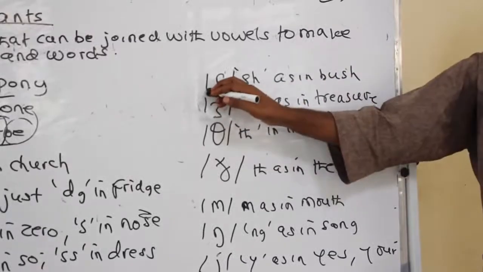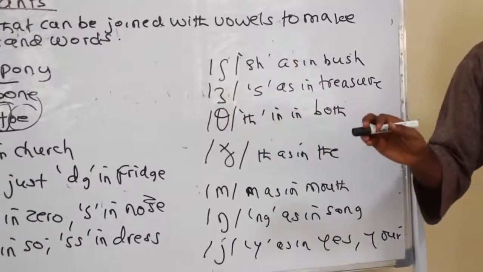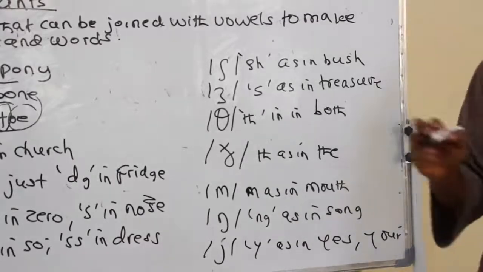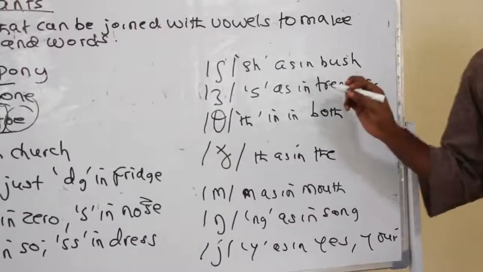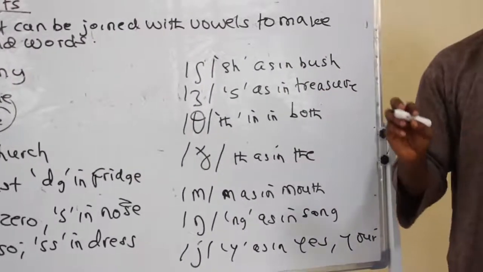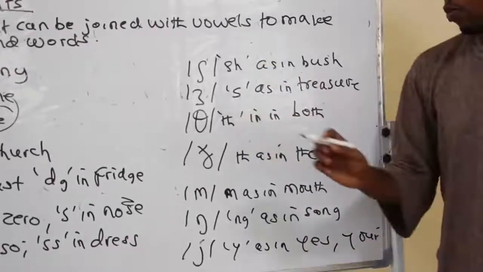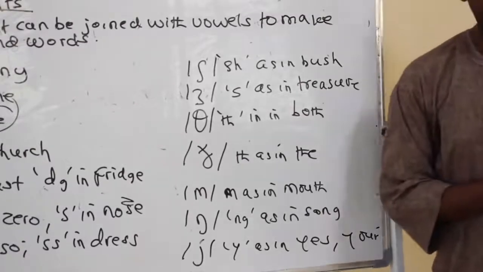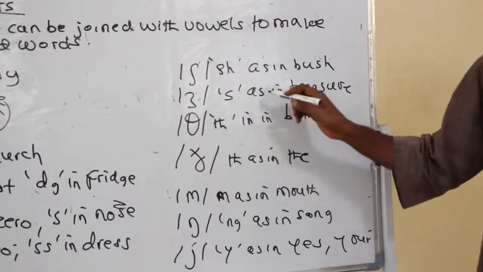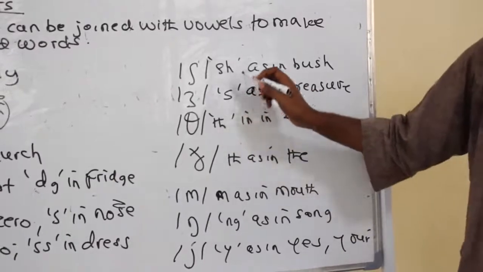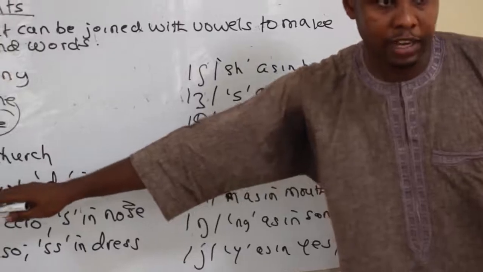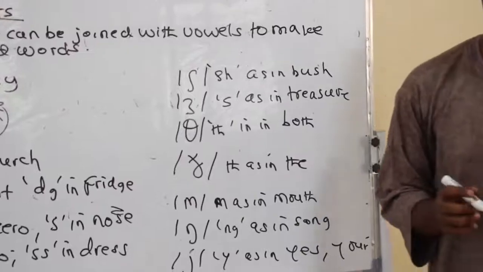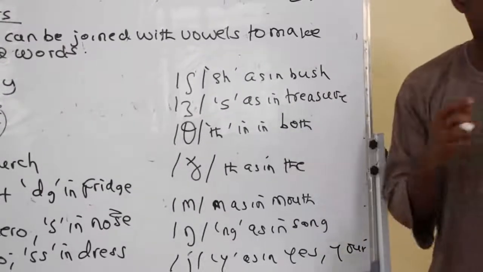Now who can help us pronounce this sound? Who can try? Sh, right? It's pronounced as sh, and you find it in words like bush or shot. The next one is pronounced as zh. It's actually not as emphatic as the previous sound. This is zh, and you find it in words like treasure. You find that in the pronunciation of zh, there is no emphasis.